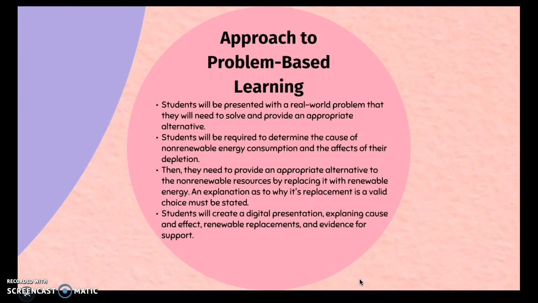The approach to problem-based learning based on these differences is that students will be presented with a real-world problem that they will need to solve and provide an appropriate alternative. Students will also be required to determine the cause of non-renewable energy consumption and the effects of their depletion on the environment. Then they need to provide an appropriate alternative to the non-renewable resources by replacing it with renewable energy. An explanation as to why its replacement is a valid choice must be stated. Students will be required to create a digital presentation explaining causes and effects, renewable replacements, and evidence for support.